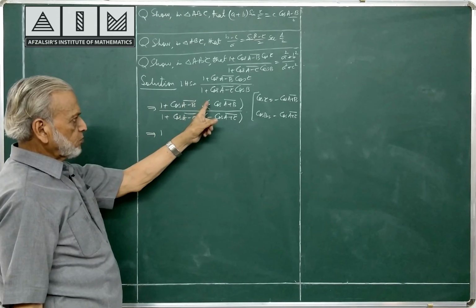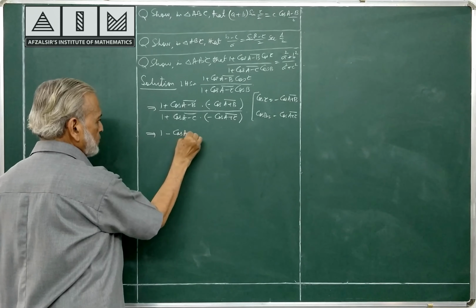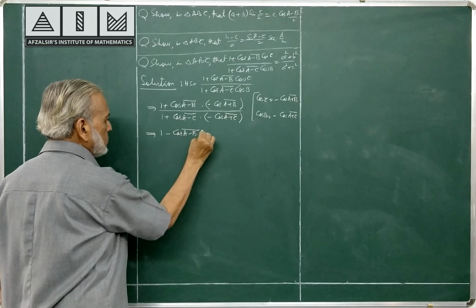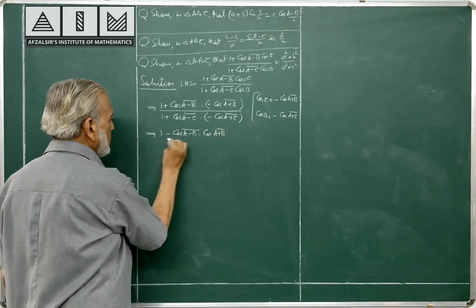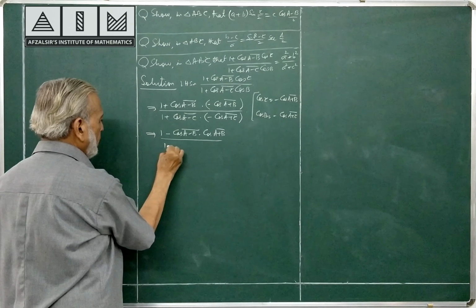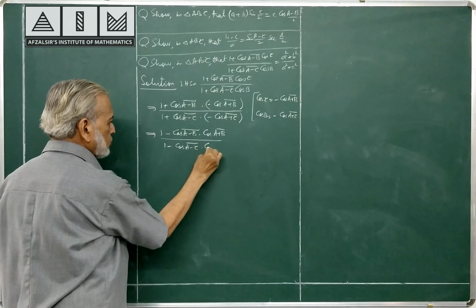Multiplying the minus, we get 1 minus cos(A - B) cos(A + B). Similarly here, 1 minus cos(A - C) cos(A + C).